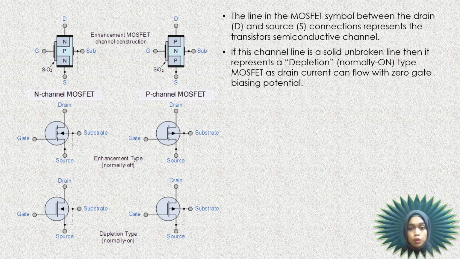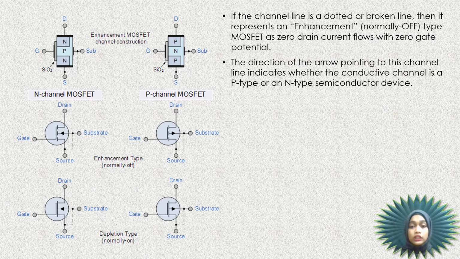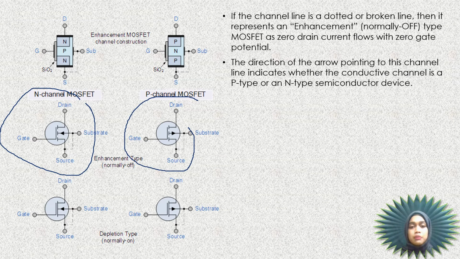The line in the MOSFET symbol between the drain and the source terminal represents the transistor semiconductor channel. If this channel line is a solid unbroken line like this, it represents a depletion type MOSFET, as a drain current can flow with zero gate biasing potential. If the channel line is shown as a dotted or broken line like this one, it indicates an enhancement type MOSFET, as there is zero drain current flow with zero gate potential. The direction of the arrow pointing to the channel line, like this one inward and this one outward, indicates whether the conductive channel is a P-type or N-type semiconductor device.